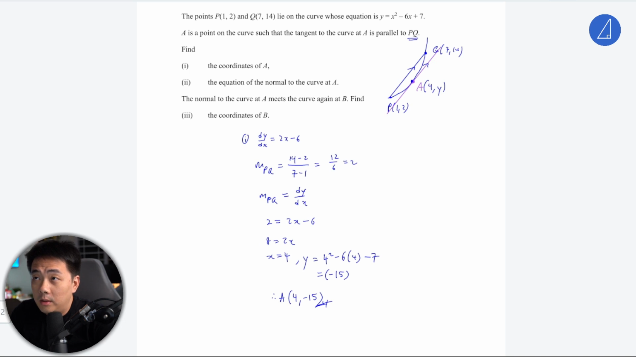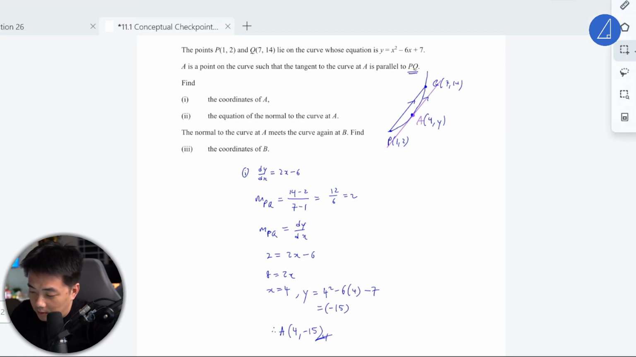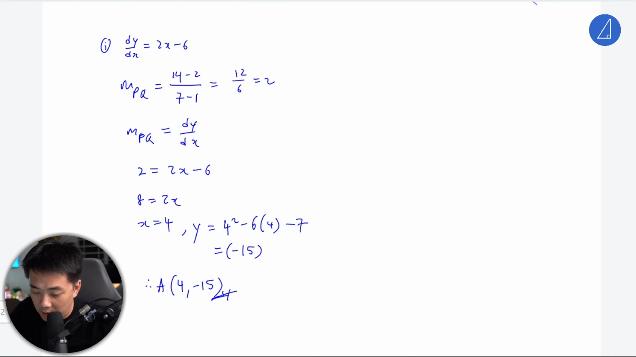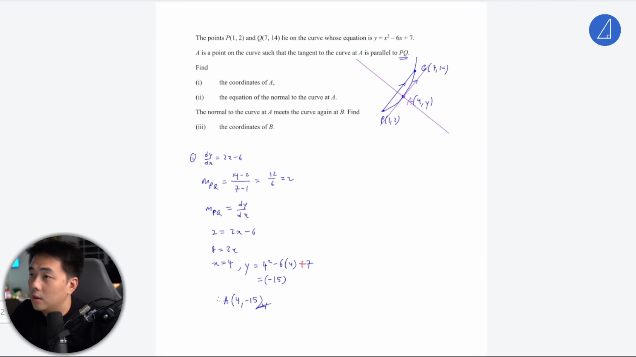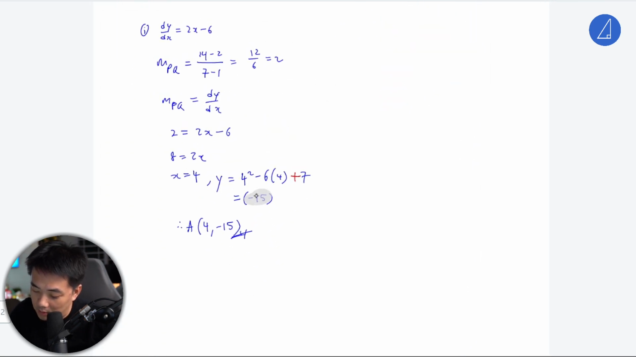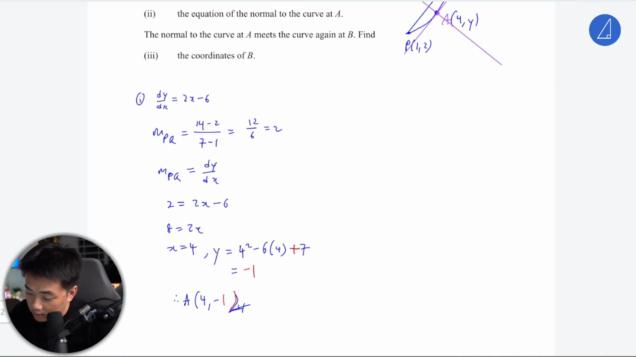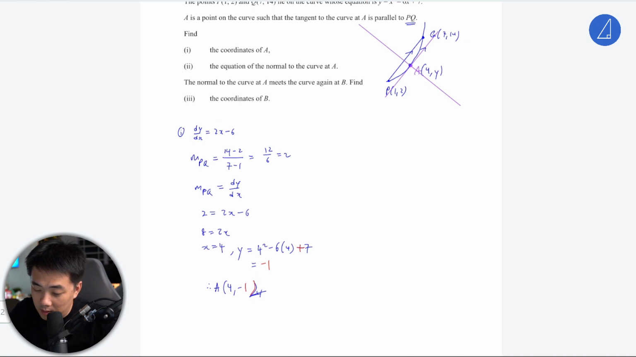Now the equation of the normal to the curve at A. I think I have a mistake here. I copied wrongly, so this will be plus 7. That will be plus 7, so 24, this will be minus 1. Okay, that's pretty good. A is (4, minus 1). Okay, great. So now let's look at the second part.